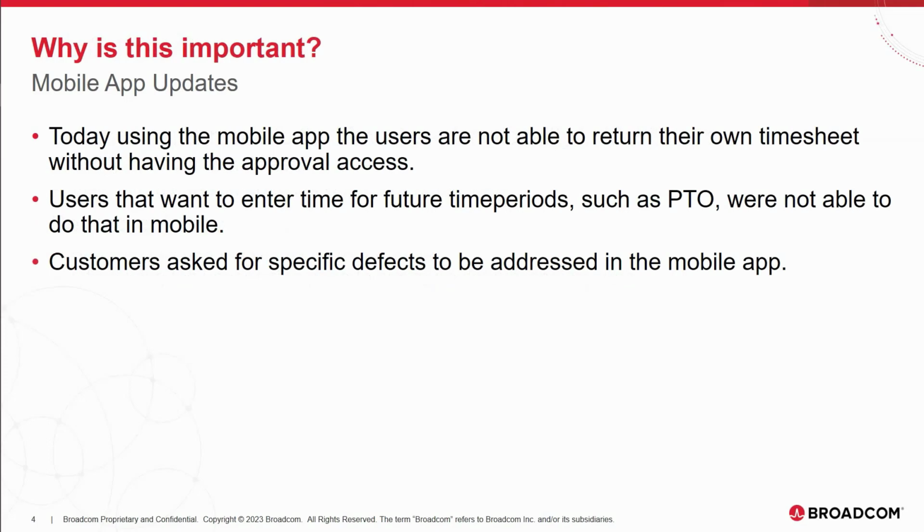Customers have been using the mobile app for a while, and one of the requests they had was that the users that do not have approval access are not able to return their own timesheets. Second is customers have also asked that users would want to enter time for the future time periods, and today the only future time period they see is the next period and nothing beyond. And finally, there were a few customer asked defects in regards to the mobile app that we would be addressing in this release.